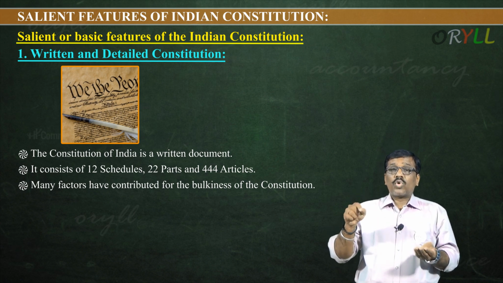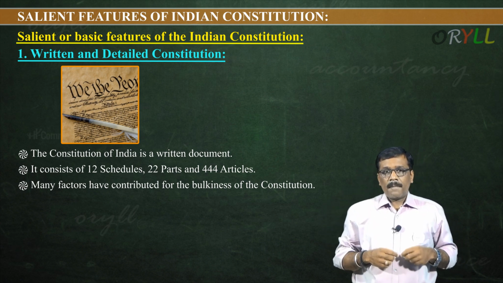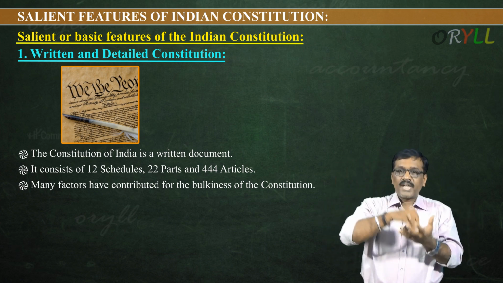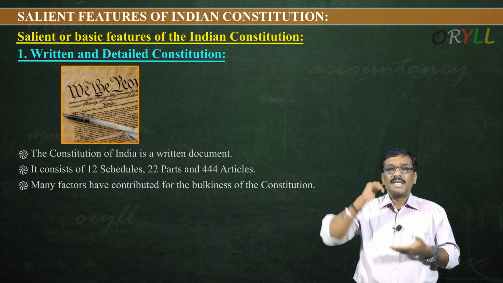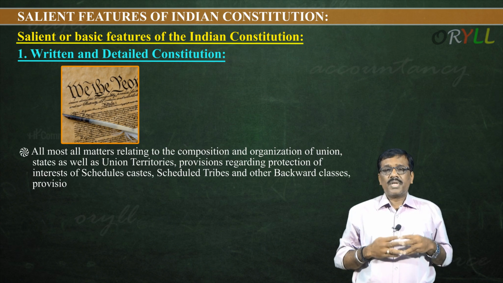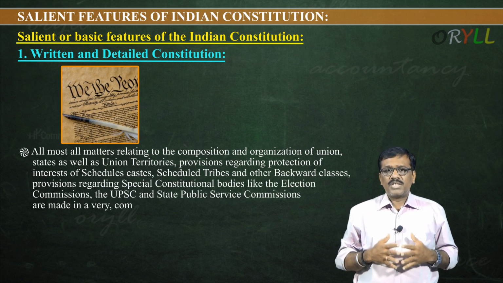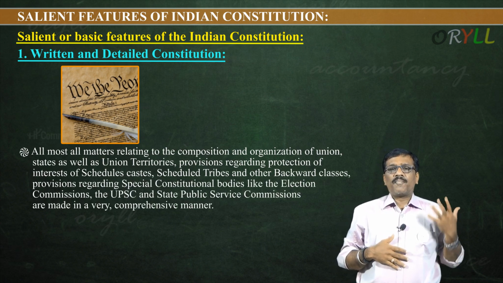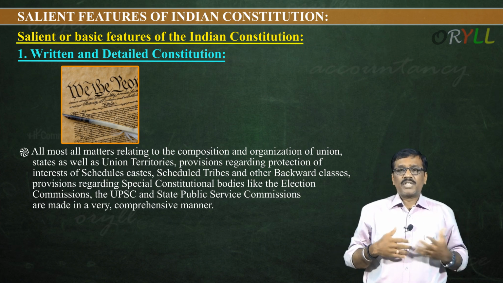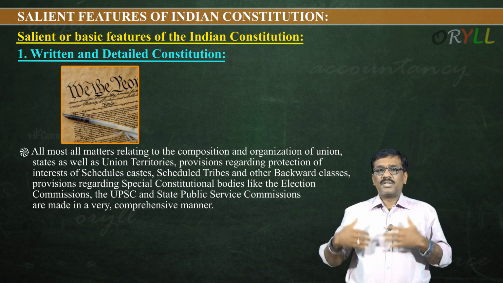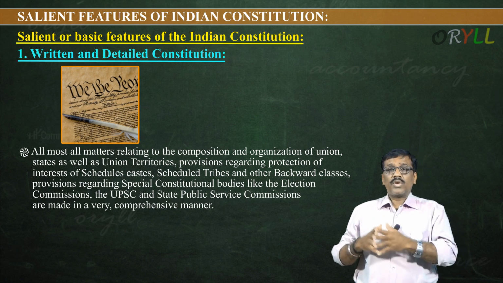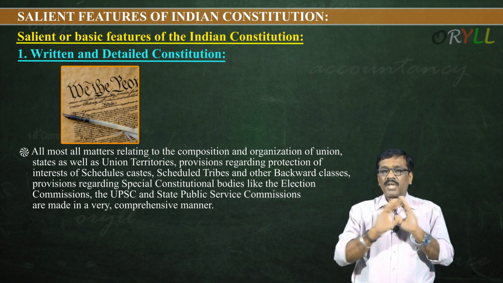So that has contributed to the bulkiness of the constitution, because you have to cater to everybody's needs. Everything was incorporated in the constitution. That's how it has got its bulkiness. Almost all matters relating to the composition and organization of union, states as well as union territories, provisions regarding protection of interests of scheduled castes, scheduled tribes and other backward classes, and provisions regarding special constitutional bodies like the Election Commission, the Union Public Service Commission and the State Public Service Commission are made in a very comprehensive manner. See, we have not left anything.